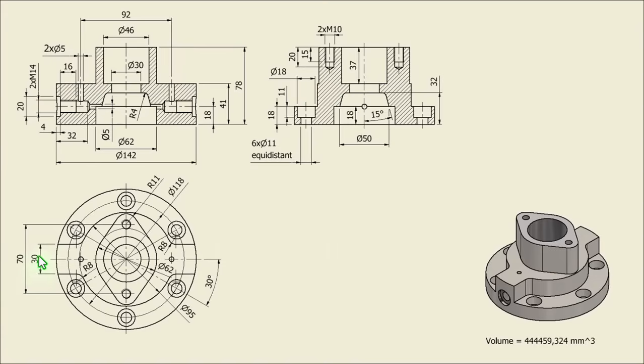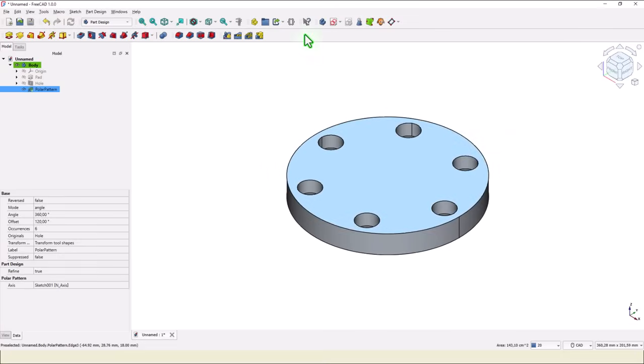Dimension 30 millimeters is for the first, then 95 is for the other. Don't forget, radius 8 are the fillets. The thickness of this is 41 minus 18. This face for a new sketch.